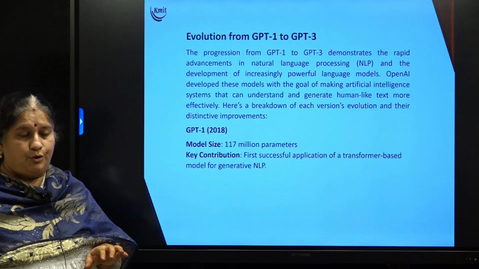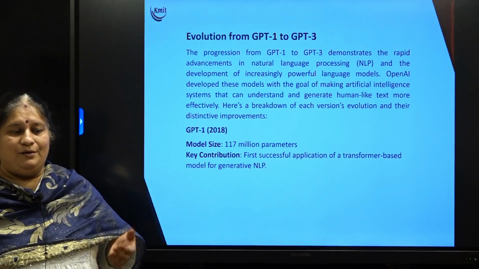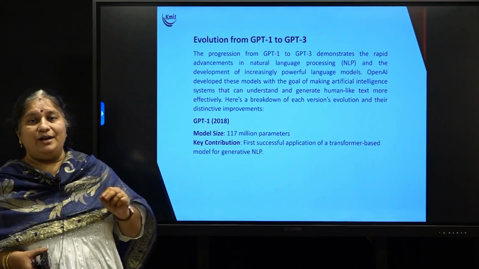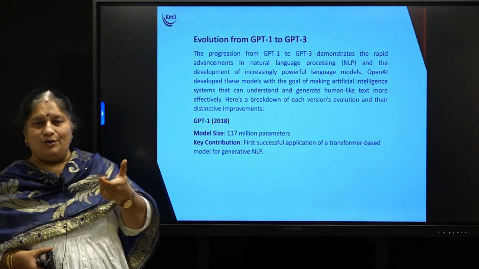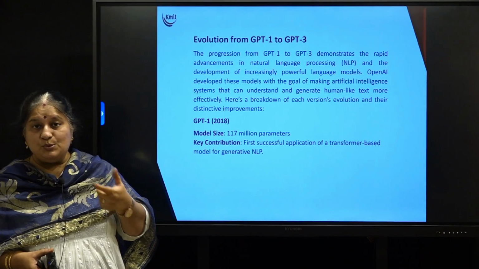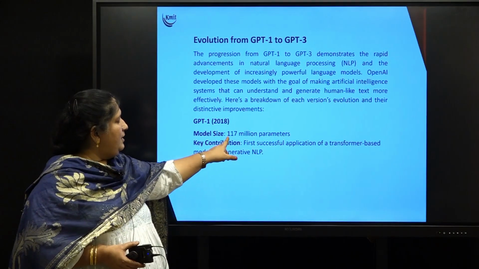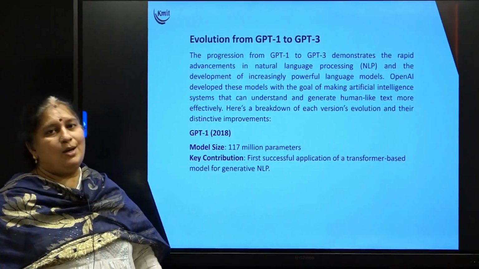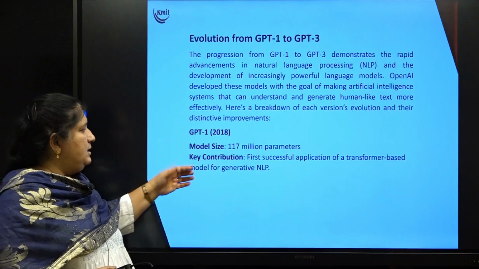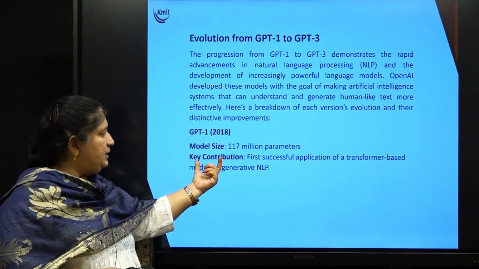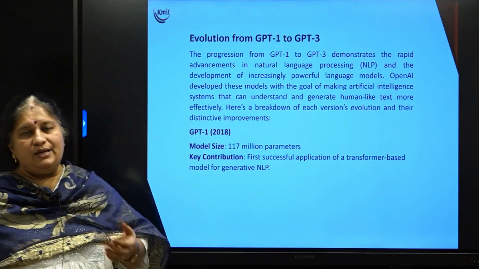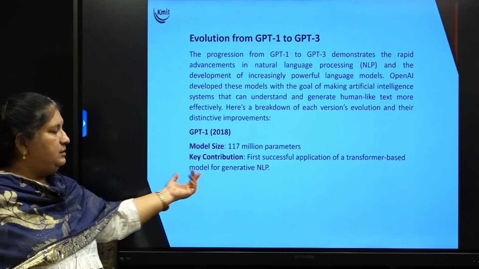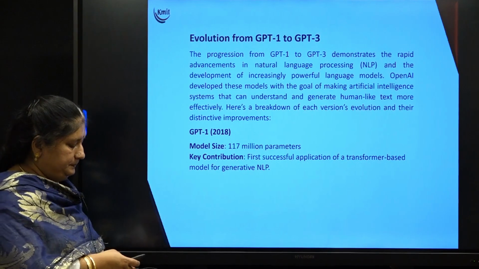This is a huge amount of data, but when you are going through GPT-1, they say GPT-1 is trained on a lesser data set, or a smaller data set. How small is it? It has only 117 million parameters, only 117, right? What is the contribution of GPT-1? It's the first successful application which is equipped with transformer-based generative NLP.